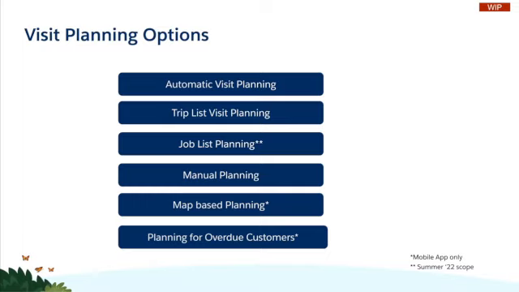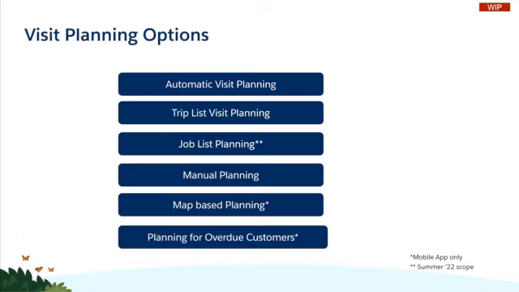Automatic visit planning is based on customer settings and is related to the assigned accounts of a user from the org unit, and creates an entire weekly plan. Trip list planning is a concept to manually create a trip list for a day or for the entire week, but this is more or less maintained manually.